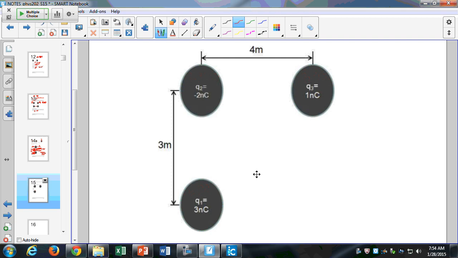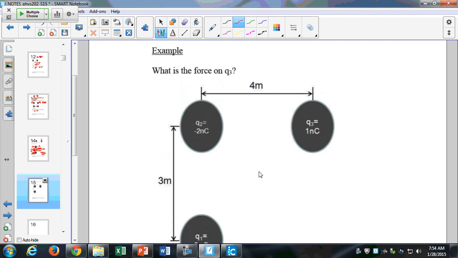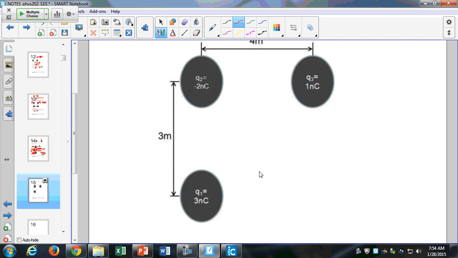All right, I want to know now what is the force on Q3. So the first thing I'll do is draw my vectors. So go ahead and draw the vectors that you would expect for the force from Q2 and the force from Q1. So that is F32 and F31. And then we'll calculate the magnitude of those. While you're drawing your vectors, I'm just going to write the magnitudes of F32 and F31.